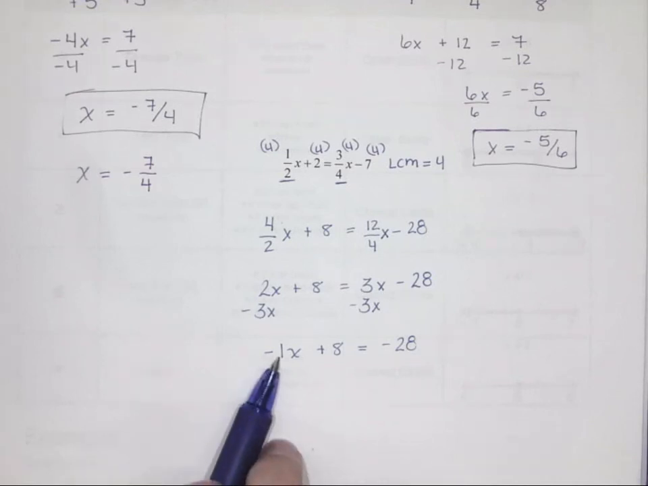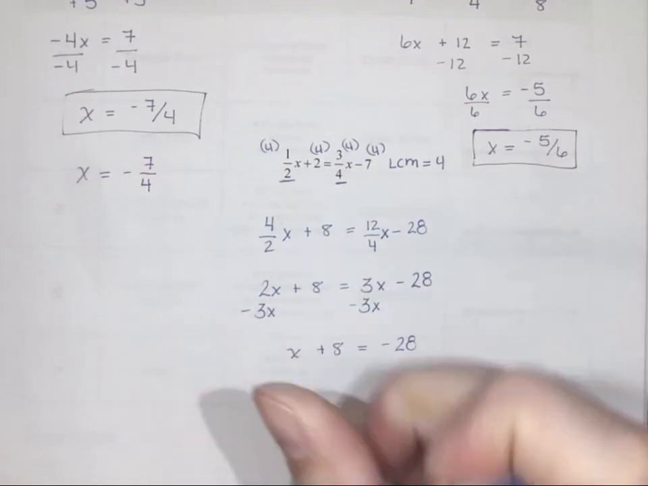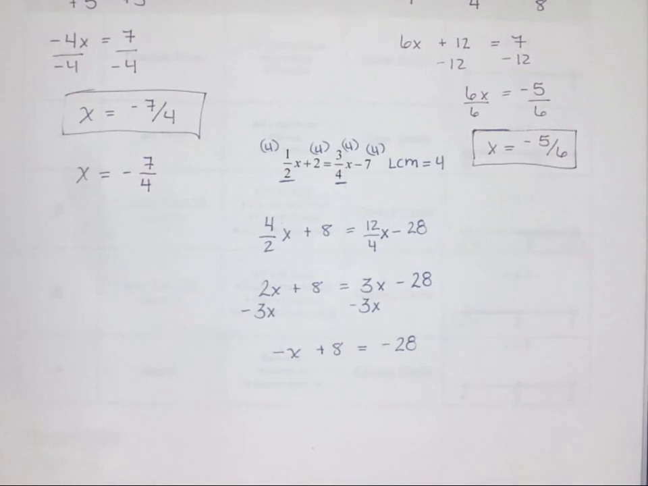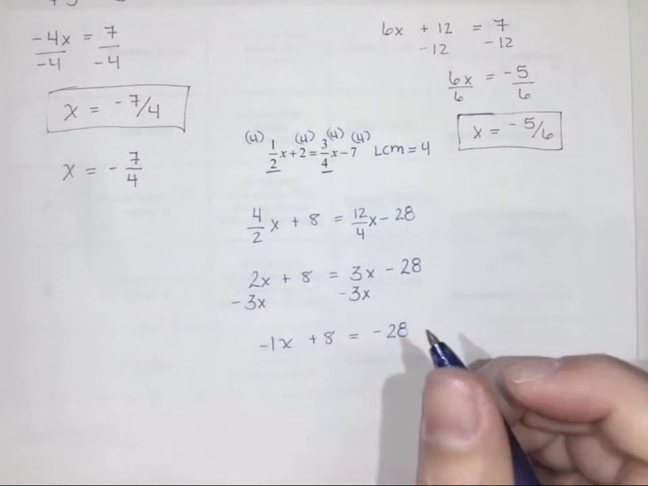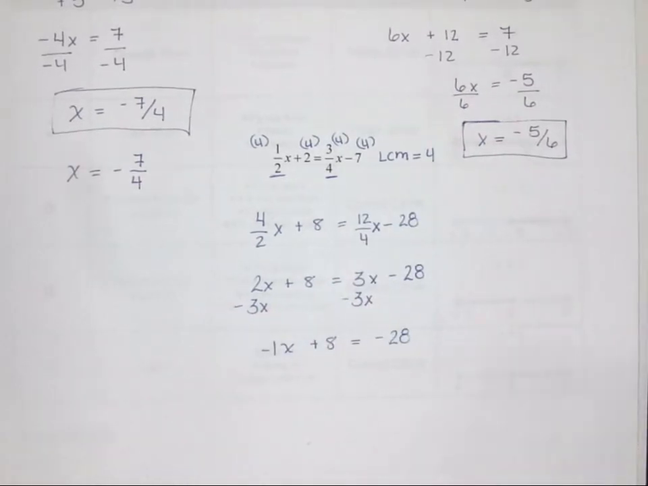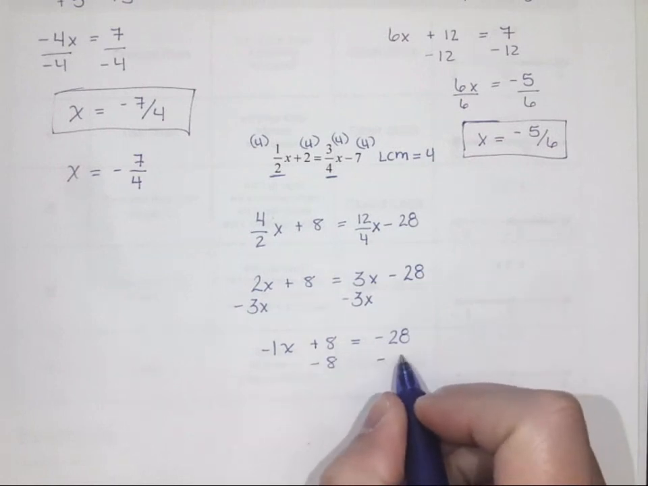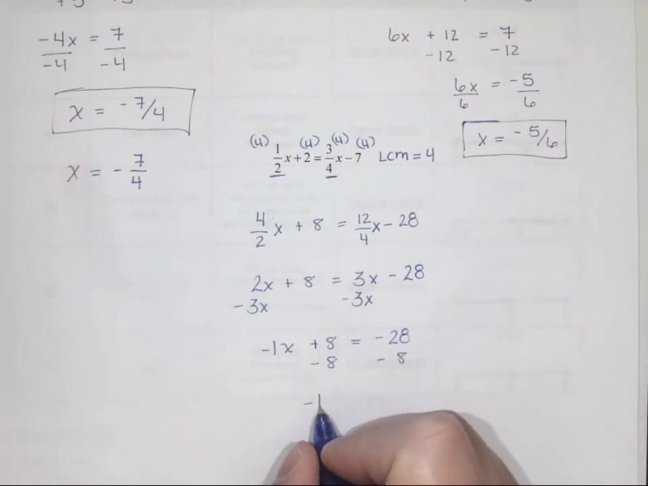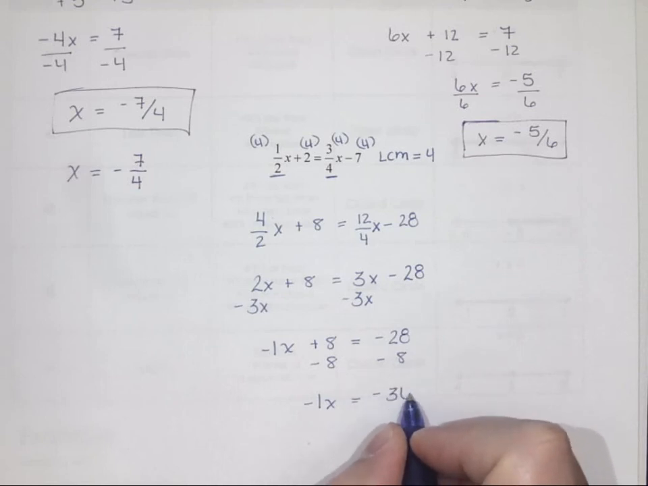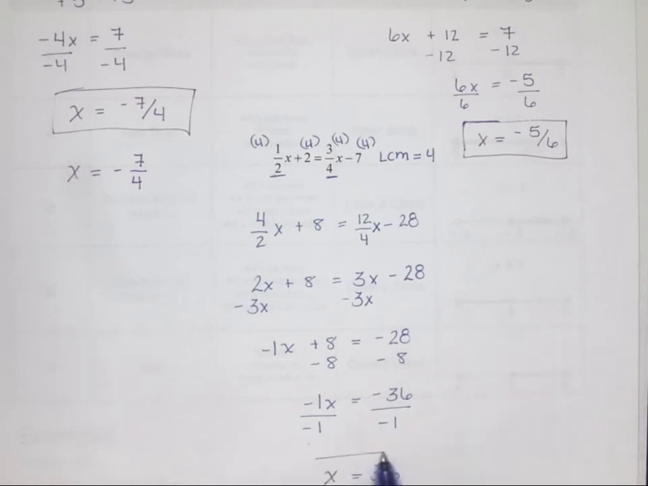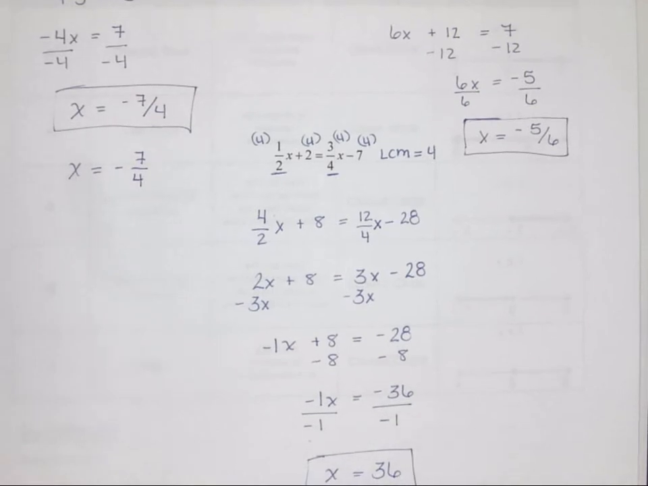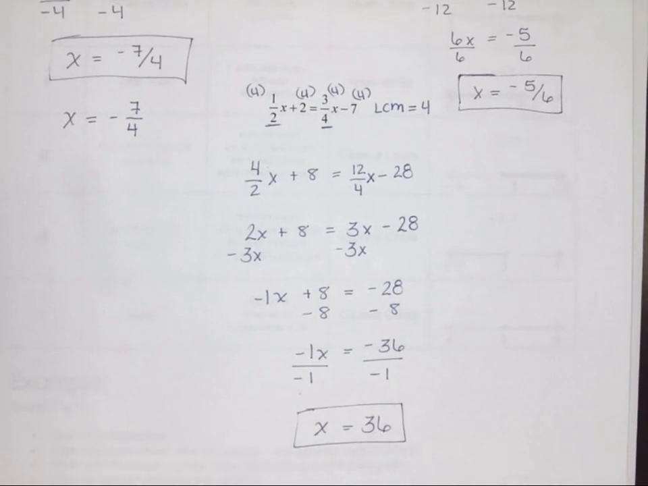I wrote a negative 1. You could just write negative x if you wanted. You don't have to put the 1. In this case, I like to put the 1 because it reminds me that it's a coefficient of negative 1, and I'm going to end up having to divide that out. So I'm going to minus 8 from both sides. So I have negative 1x equals negative 36. Divide by that negative 1, divide by the negative 1, so x is equal to a positive 36. So like I said, that negative 1 in front, usually I don't write it if it's a positive 1, but if it's a negative 1, I will write it.